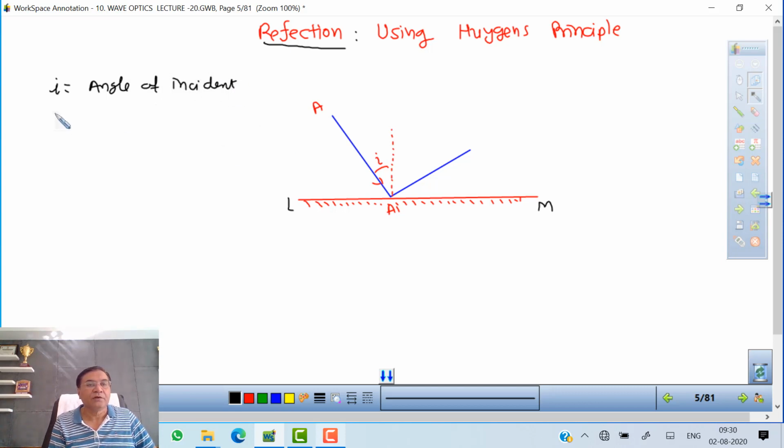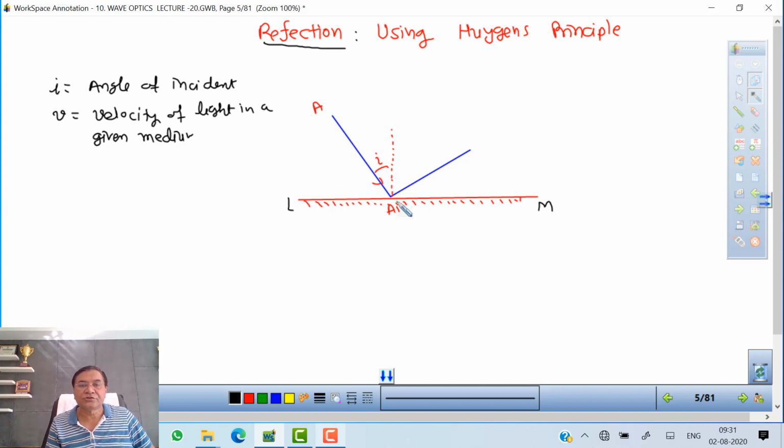Suppose I say V is the velocity of light in a given medium. So this is one wavefront. I say A1, not AA1. So AB is the wavefront. AB is the wavefront. A is in contact with LM and B is still in the medium.